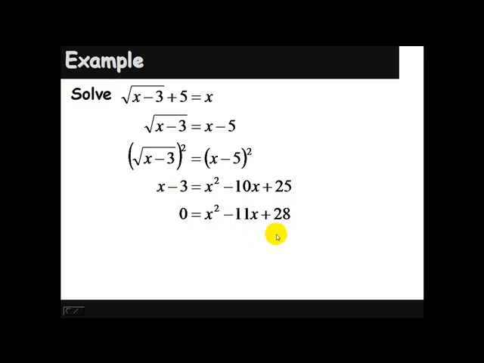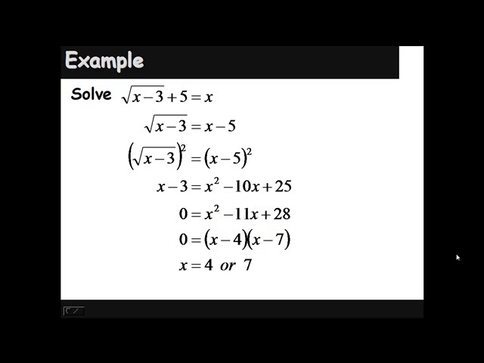Now we've got a factor. I've got to try to come up with two numbers that multiply to make 28 but add to make 11. Well, 7 and 4 come to mind. 7 times 4 is 28, and 7 plus 4 is 11. The signs down here are the same. That's the only way to get a positive 28, and they both have to be negative when I add them to get the negative 11. So negative 4 and negative 7 makes negative 11. Negative 4 times negative 7 makes positive 28. Therefore, x is 4 or 7.